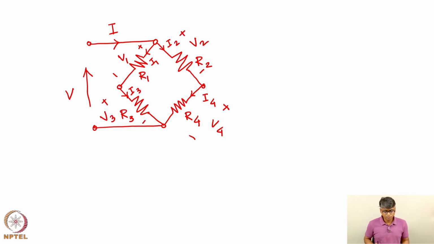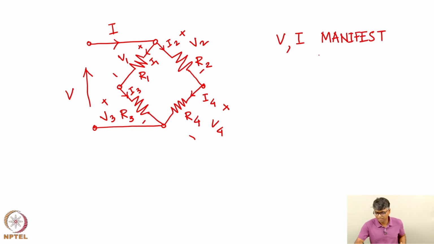Okay. Now the variables that I am interested in are this V and I. These are the two variables that we are interested in. These variables will be called manifest variables. Manifest as in something that is seen. So these are manifest variables. For us, they are the variables of interest.